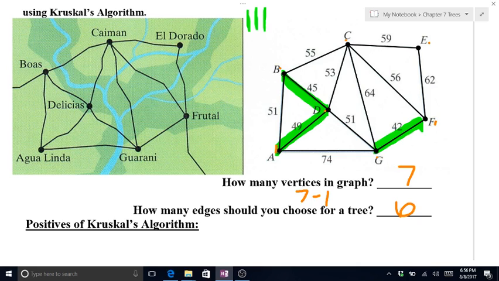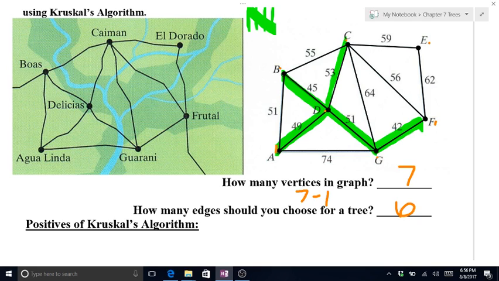So after 49 is going to come 51. You cannot connect A and B here because that closes this off and creates a circuit, but I can use 51 here. Okay, so that's 4 now. My next smallest one is 53. That's 5.